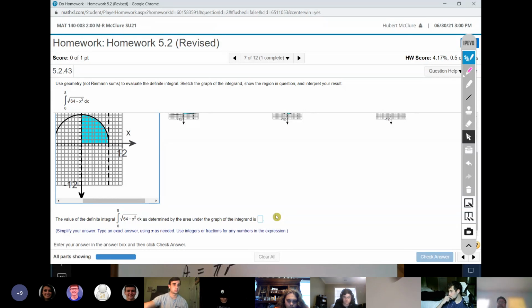64 times pi, and use the symbol pi. Don't use 3.14. What do you get? And round it to 2 decimal places. I got 201.06. Divide that by 4. 50.27. Can somebody with a better memory than me tell me what I came up with?